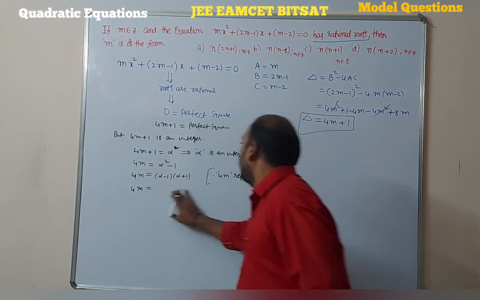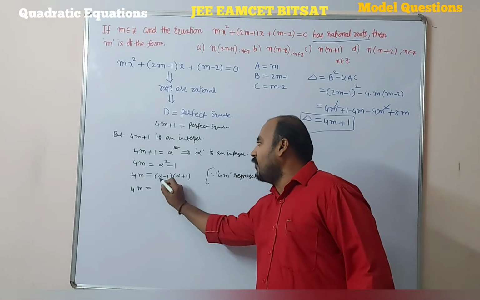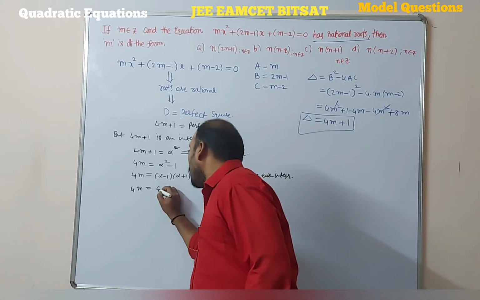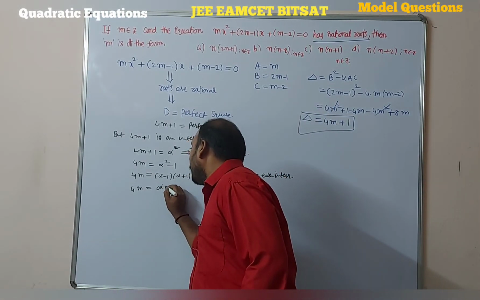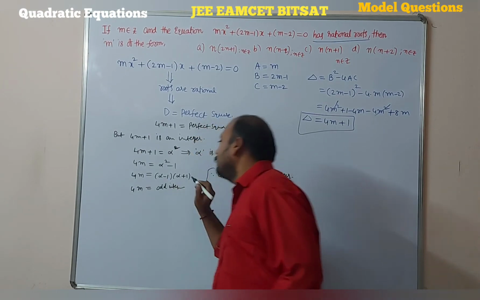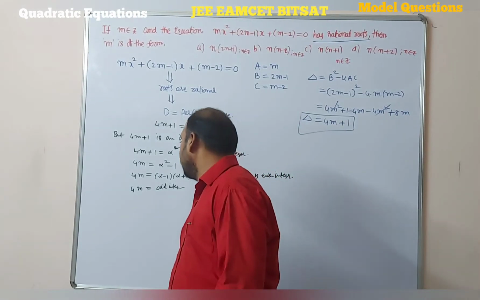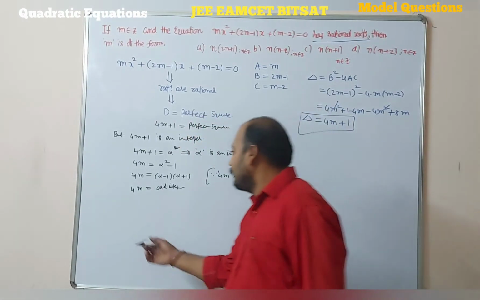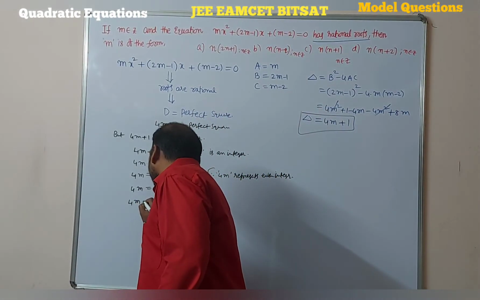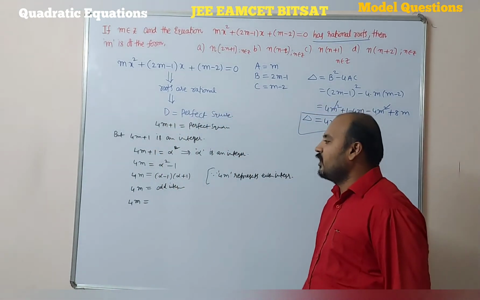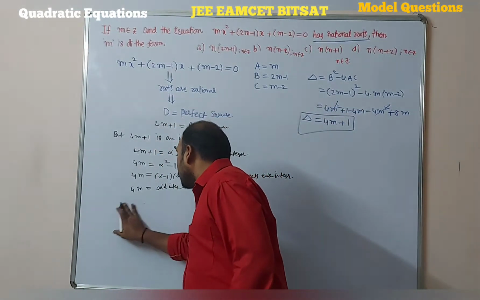Sorry, alpha is an even integer. Alpha minus 1 and alpha plus 1. So odd integer only, no? Odd integer. So how to consider an odd integer? Odd integer, 4m is equal to 4m plus 1. I am assuming that it is an odd integer.